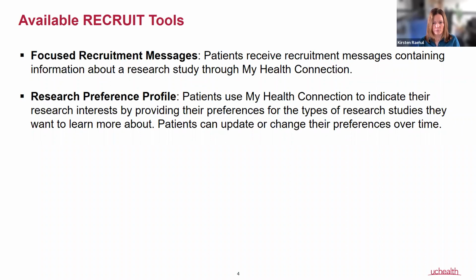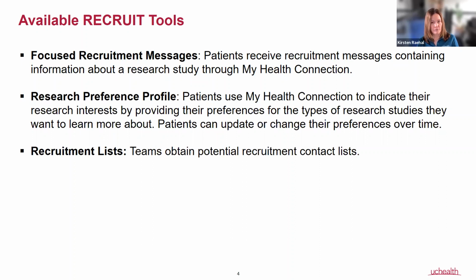We also have what's called the research preference profile. Patients use My Health Connection to indicate their research interest by providing their preferences for the types of research studies that they want to learn more about. Patients can update or change their preferences over time. And then we have what are called recruitment lists. Through lists, teams obtain potential recruitment contact lists.